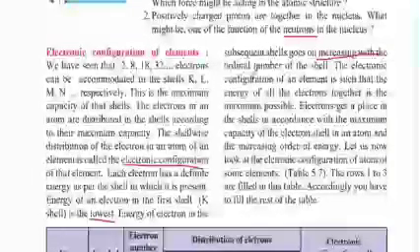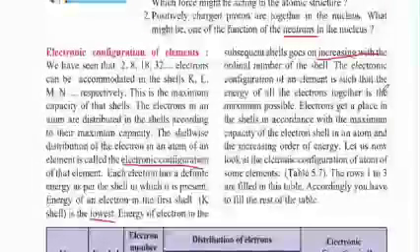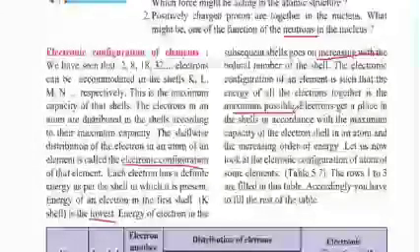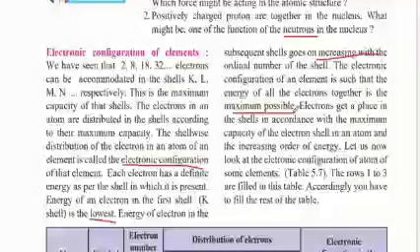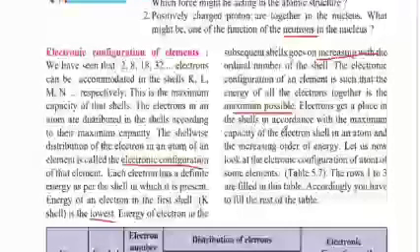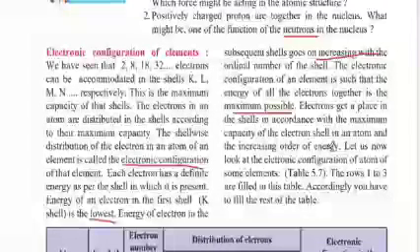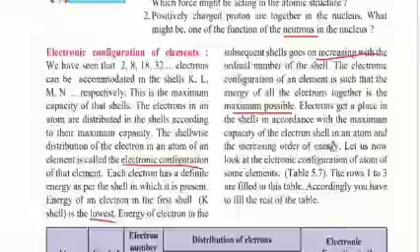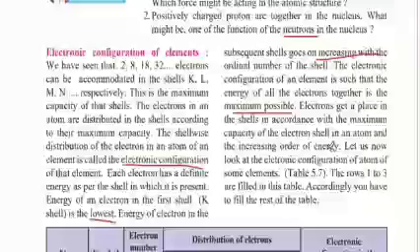The electronic configuration of an element is such that the energy of all the electrons together is the maximum possible. So the electronic configuration of each atom is made in such a way that it can obtain the maximum amount of energy. Electrons get a place in the shells in accordance with the maximum capacity of the electron shell in an atom and the increasing order of energy. So this is similar to what we studied, in which the first electrons would be in the innermost shell and subsequent electrons would be placed in the outer shells so as to obtain maximum energy.